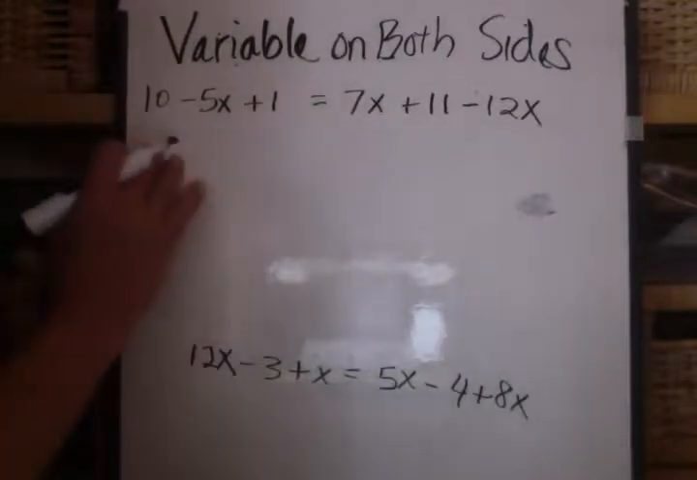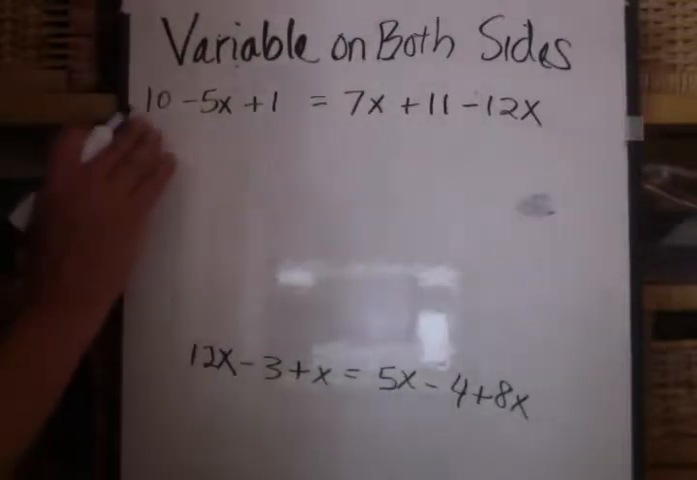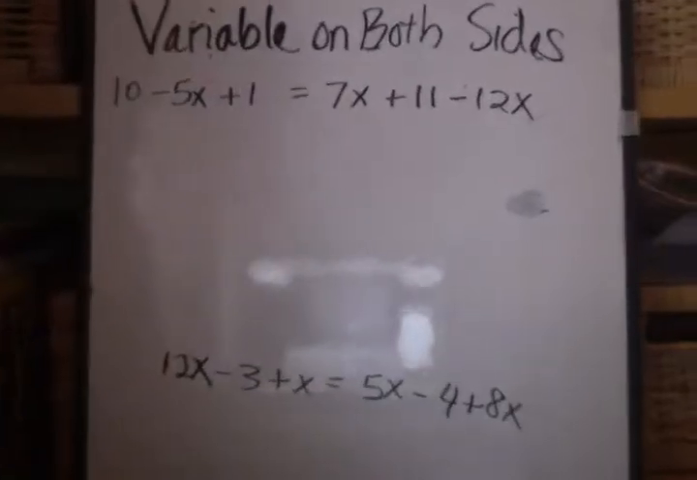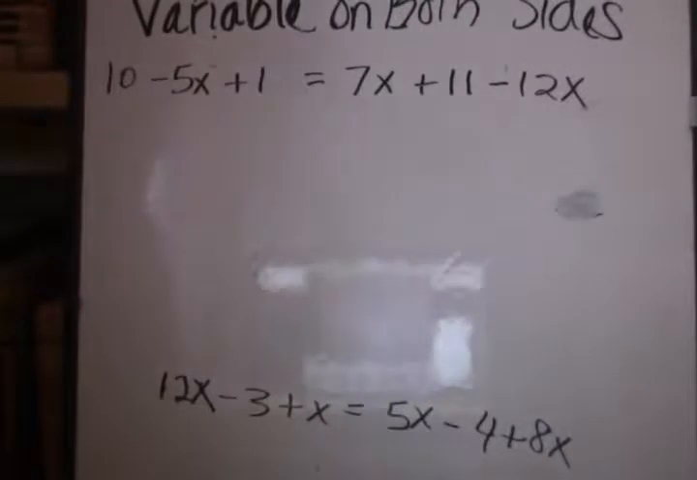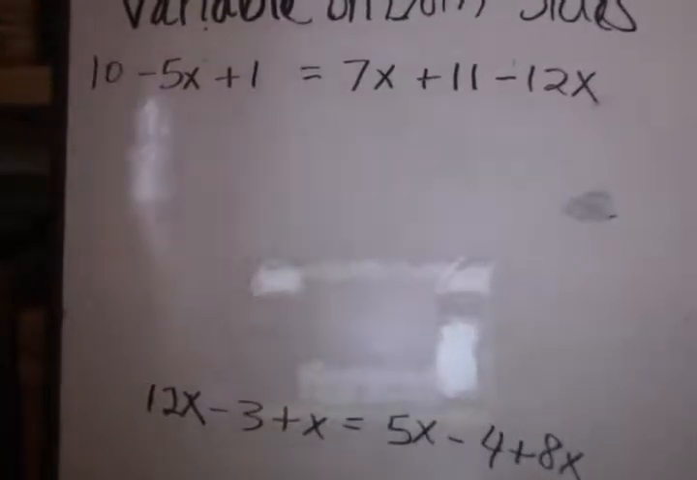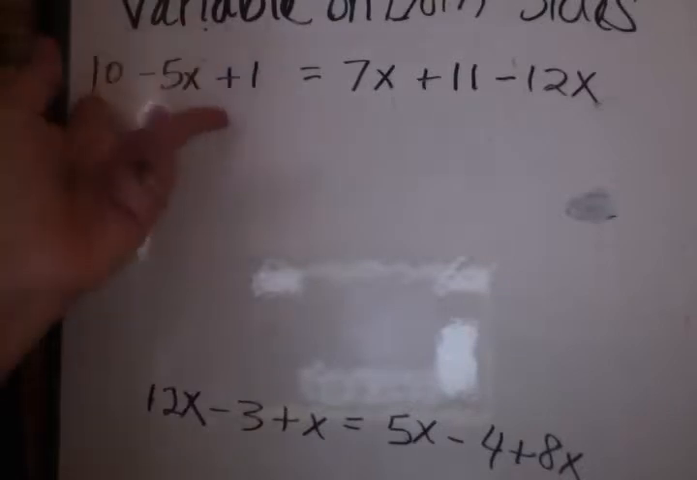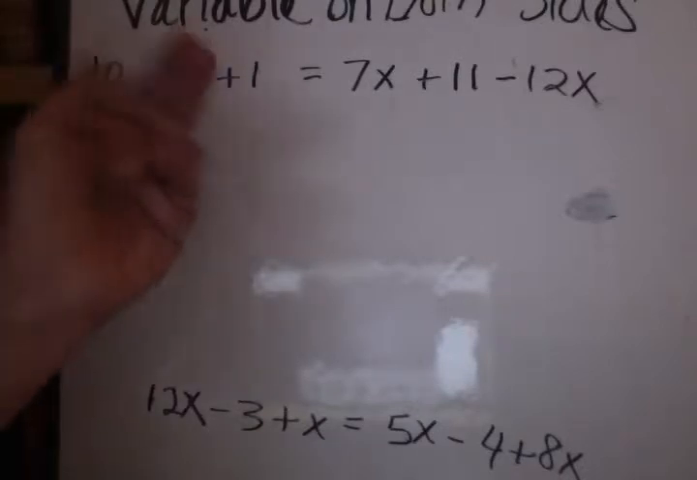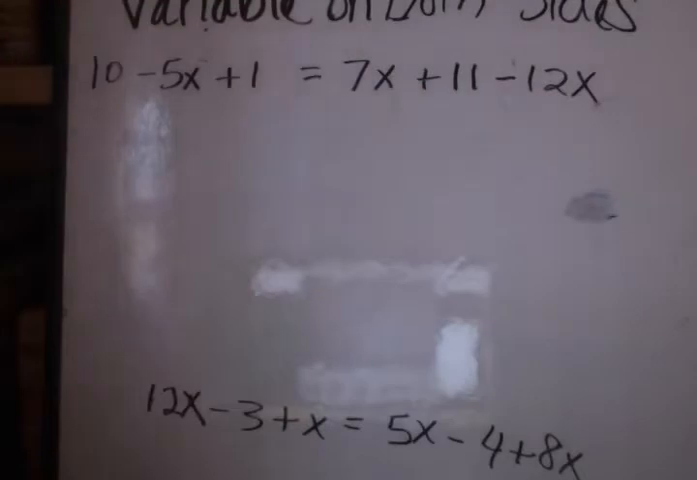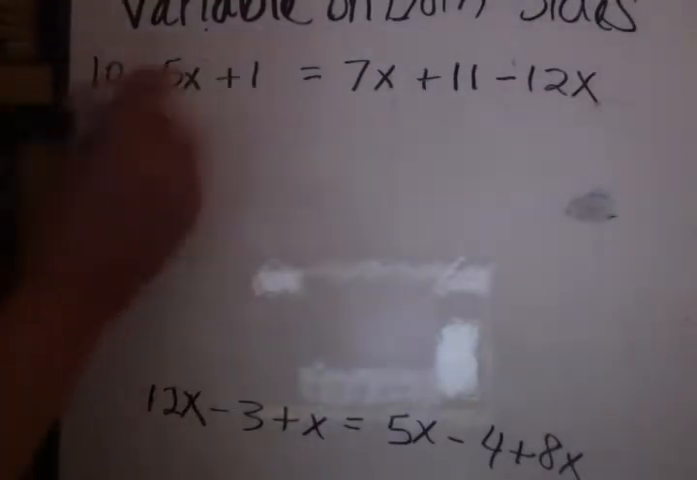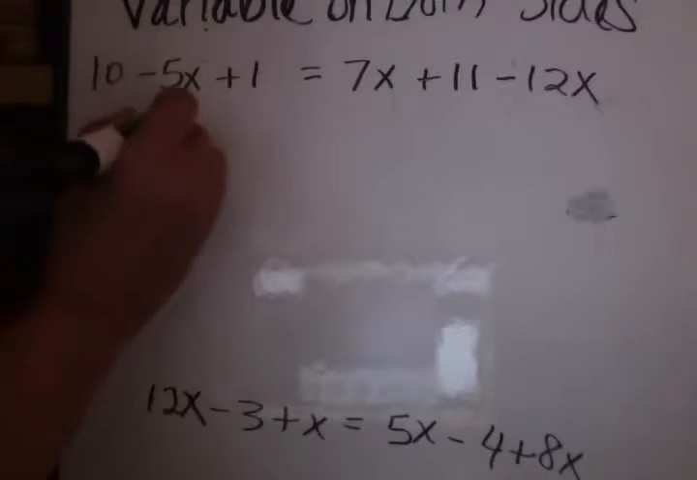So let's say here's our first equation, 10 minus 5x plus 1 equals 7x plus 11 minus 12x. All right, before I even start thinking about subtracting x from either side, I want to condense both of these. I have terms I can combine, the 10 and the 1 over here, and then these x's over here. So I'm going to add, this is a positive 10 and a positive 1. So on this side, we're going to change it to minus 5x.